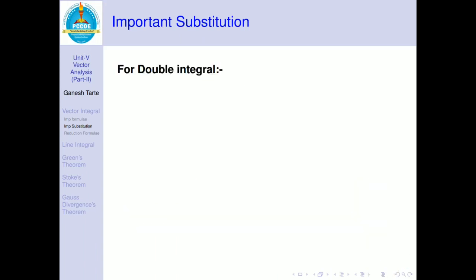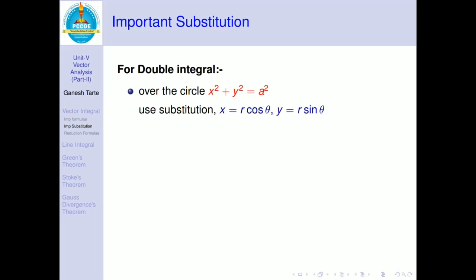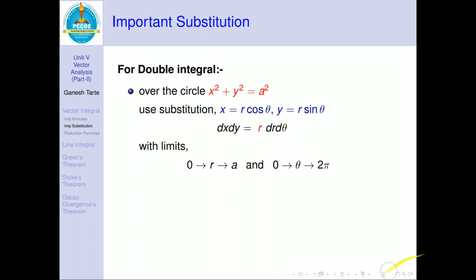Now for double integral, I mean in terms of r and theta. So over the circle, x square plus y square equals a square, here the radius also changes from 0 to a, and theta obviously changes from 0 to 2 pi. So we use the substitution x equals r cos theta, y equals r sin theta. And for double integral, the value of dx dy is r dr d theta. So that r represents the Jacobian of polar coordinates, r cos theta, r sin theta. With limits, r changes from 0 to a and theta from 0 to 2 pi.